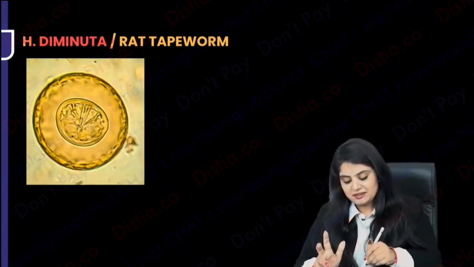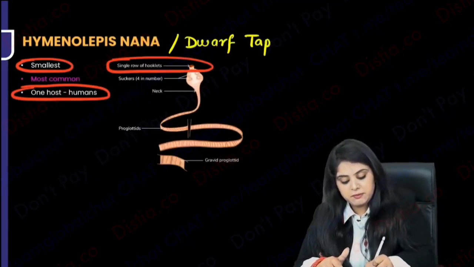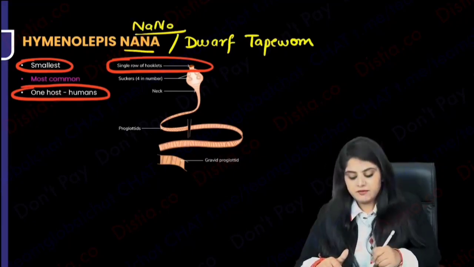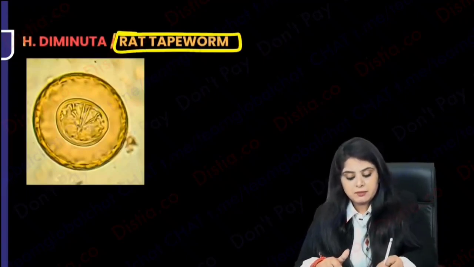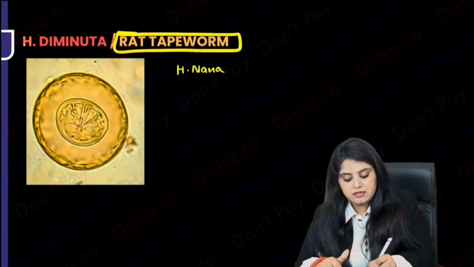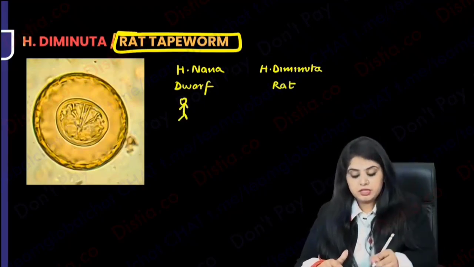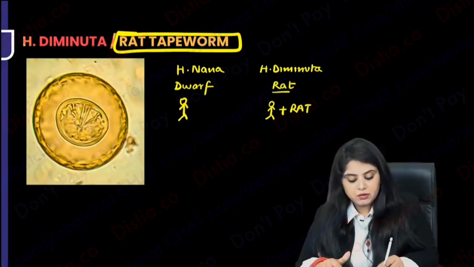I know that H. nana is the smallest, so they call H. nana the dwarf tapeworm because H. nana is nano. That is how we've learnt it. H. nana is the nano car that we have, dwarf tapeworm, whereas H. diminuta is a rat tapeworm. Why rat? Because you will say, ma'am, ab compare karte hai. When I compare H. nana versus H. diminuta, firstly I need to know their names. This is a dwarf tapeworm. This is a rat tapeworm. Isme ek hi host hai, single host, human. Over here you've called it rat, so along with human there must be a rat also, na? That is why you've called it rat. So ho gaya different.